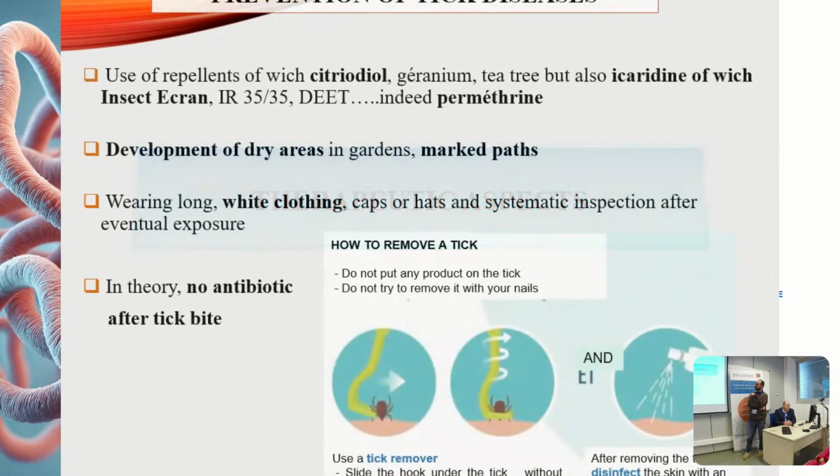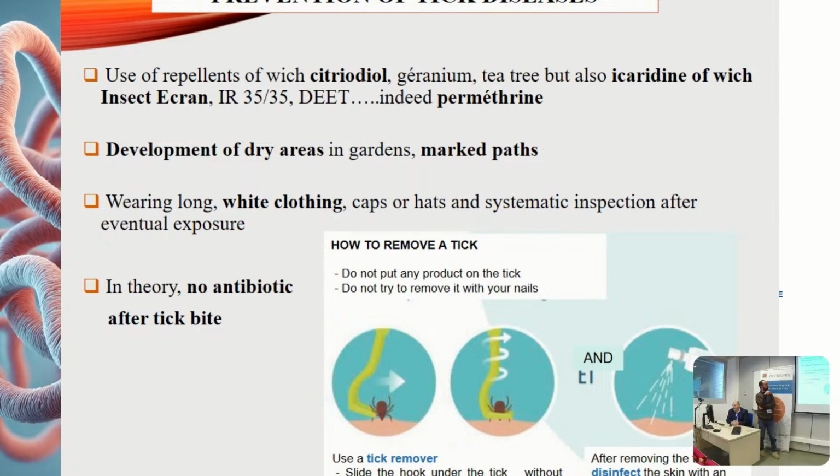For the therapeutic aspects, above all, we must do prevention. There are repellents, natural repellents like citronellol, and the most important, as Christophe said, in the gardens we can get tick bites. As humidity is a reason for the presence of ticks, it's very important to have dry areas in the environment to avoid the presence of ticks.